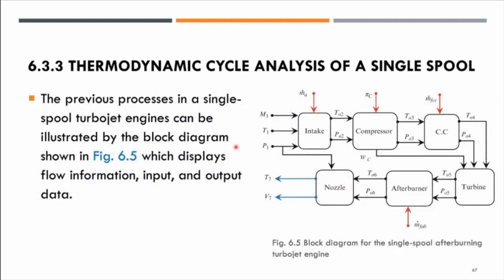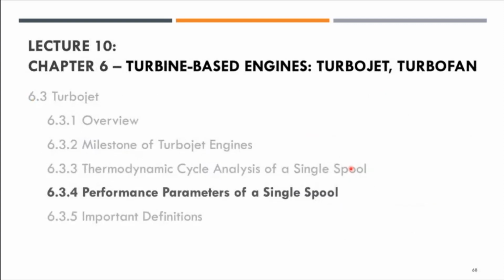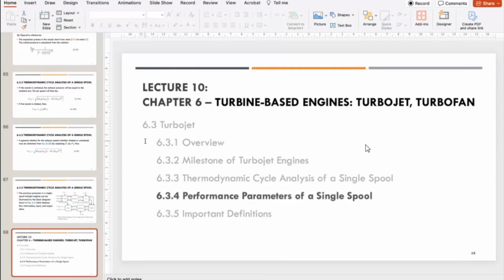From the previous processes, one by one, from the intake, the compressor, the combustion chamber, the turbine, the afterburner, and the nozzle, it can be illustrated in this particular block diagram. I believe that is the best time for us to stop before we continue for the turbojet topic to look into the performance parameters.